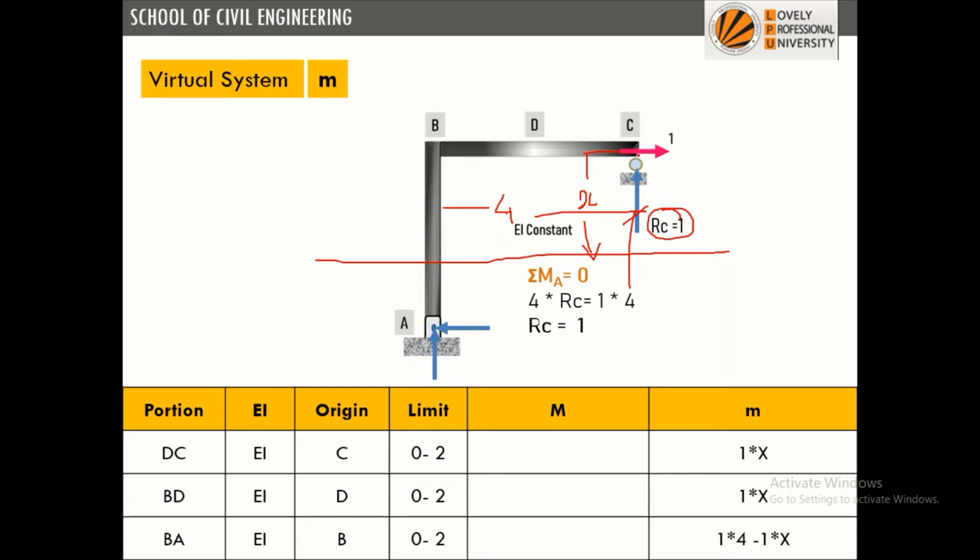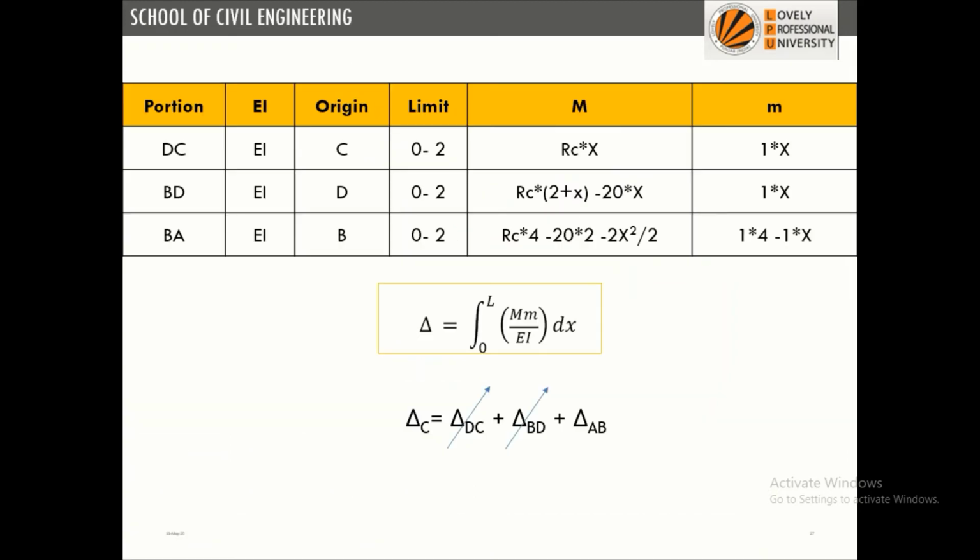So what is the nature of this pink line? The pink force, the unit load, is trying to bend the vertical portion as hogging, so we have taken it as minus. And what about this RC? RC is trying to rotate like this, so the vertical portion will bend like this, so it is going to be sagging, so this is kept as positive. We'll put all the values in this table, put the limits, multiply these two values and simply integrate. We'll get the value of horizontal deflection at C.